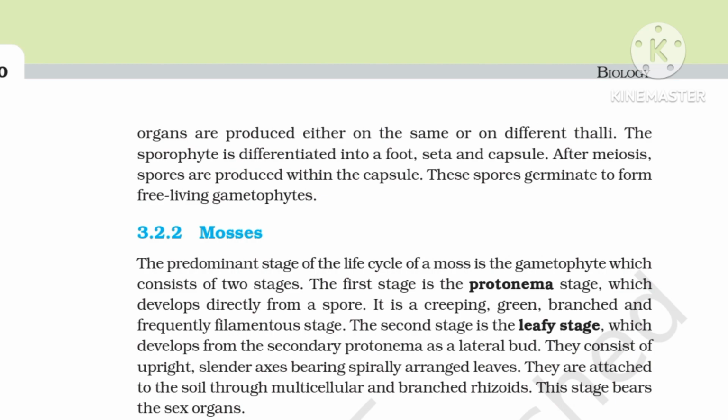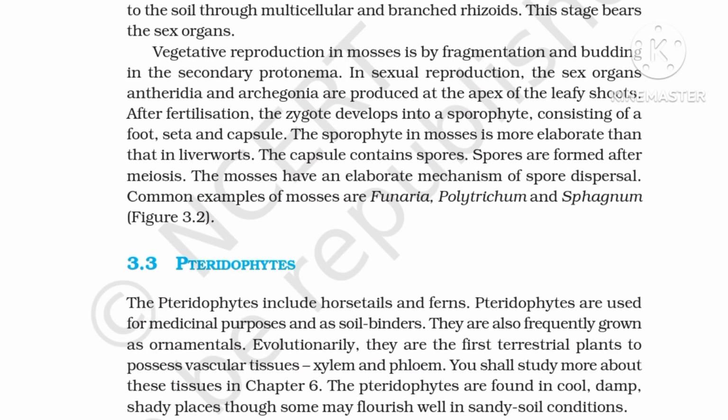In mosses, the predominant stage of the life cycle is the gametophyte, which consists of two stages. The first is the protonema stage, which develops directly from a spore. It is a creeping, green, branched and frequently filamentous stage. The second is the leafy stage, which develops from the secondary protonema as a lateral bud. It consists of an upright, slender axis bearing spirally arranged leaves. They are attached to the soil through multicellular and branched rhizoids. This stage bears the sex organs. Vegetative reproduction in mosses is by fragmentation and budding in the secondary protonema.